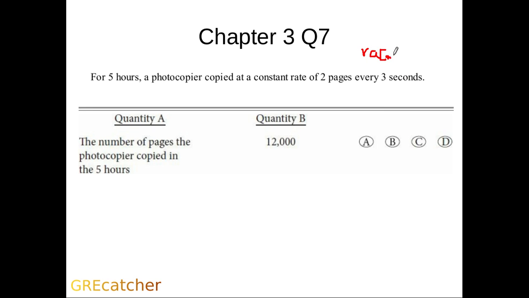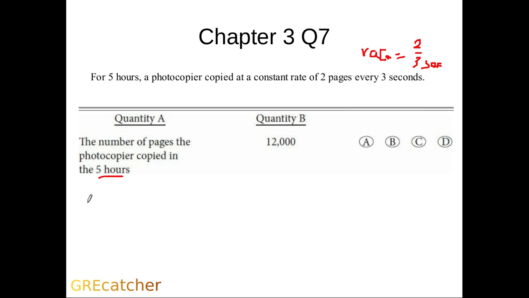every 3 seconds, and he is giving you two quantities as usual, quantity A and quantity B. Quantity A says the number of pages the photocopier copied in the 5 hours, and quantity B is equal to 12,000. How to solve it? You can simply solve it by comparing. You have 2 pages every 3 seconds, and that's time, so you can multiply the time you have times this time, which is given in quantity A.